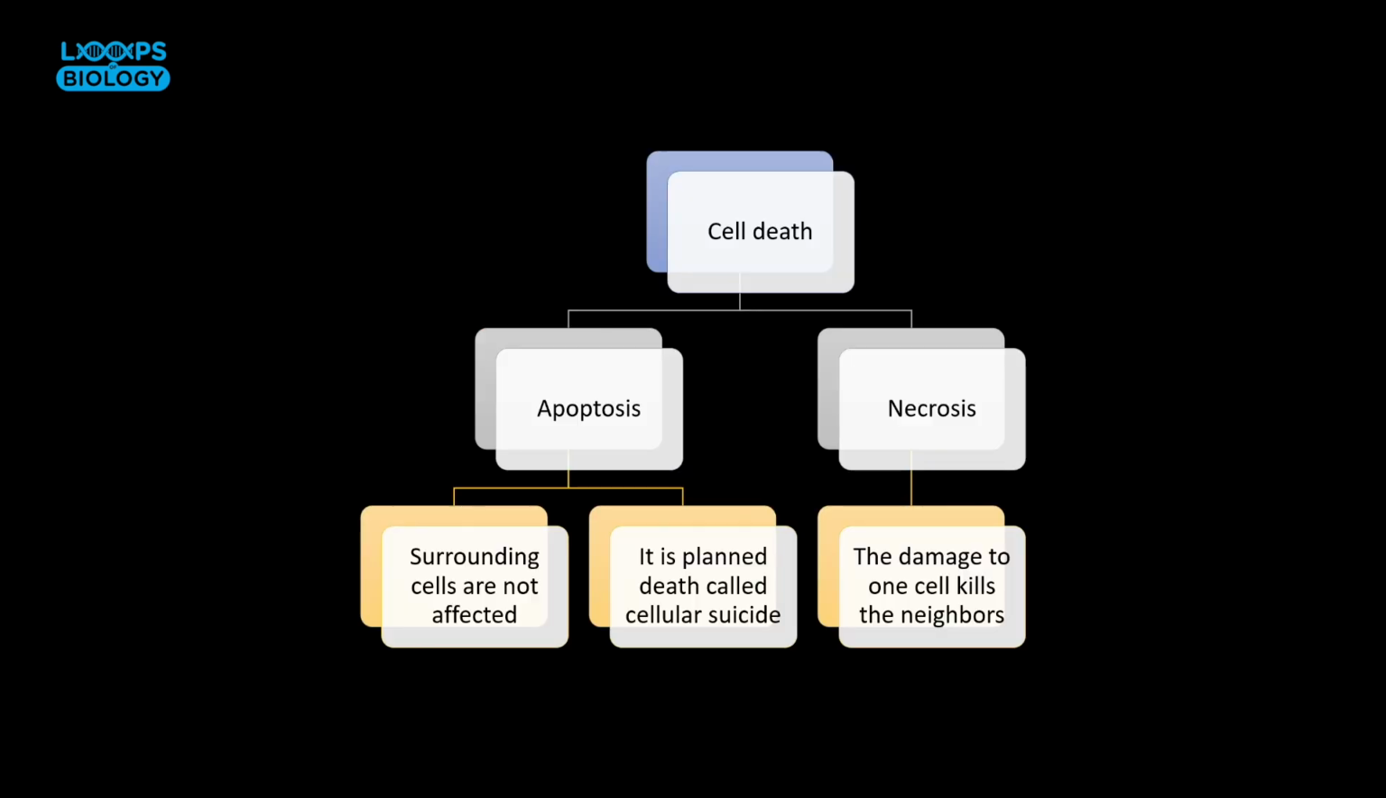Now let's talk about something related to cell death. Now, what is cell death? Whenever the cell is going to die, it is either dying in a properly programmed manner or it is dying suddenly. All right, so if I'm talking about properly programmed cell death, that is called apoptosis. In the case of apoptosis, only a single cell is dead, and it is planned and programmed.